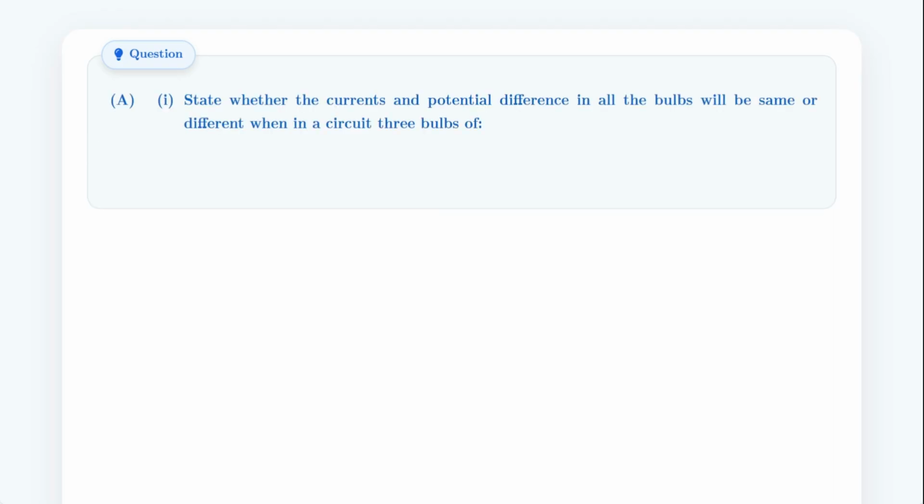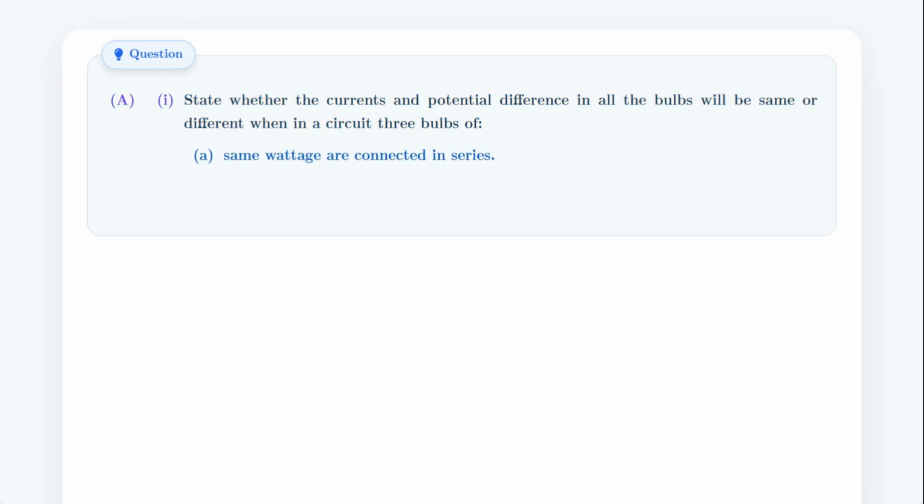Hello. Welcome to today's physics session. Before solving this classic board exam question, let's take a moment to really understand what it's asking us to do. Part A, Sub-question 1, is a famous conceptual trap. We need to clearly state whether the electric current and the potential difference, or voltage, will remain the same or change across three bulbs.